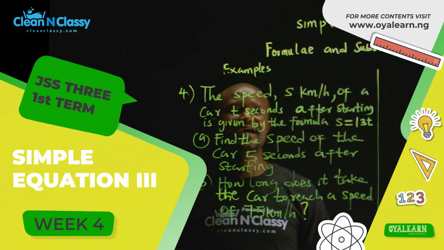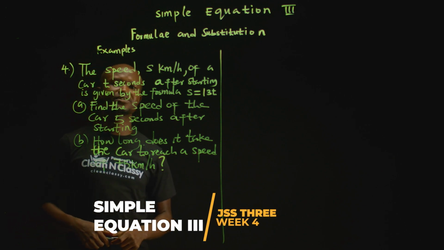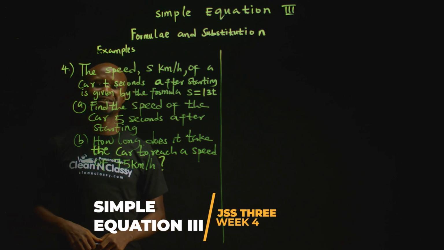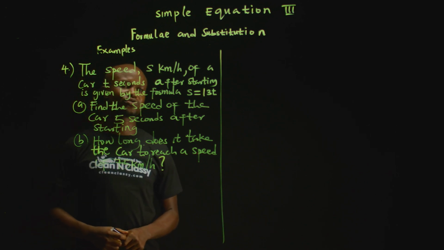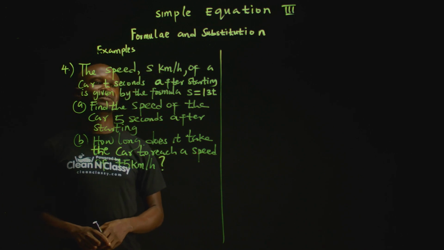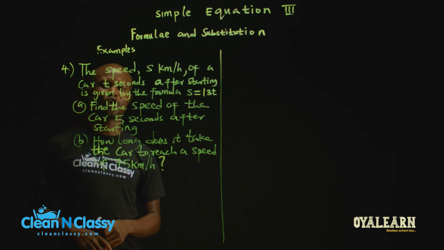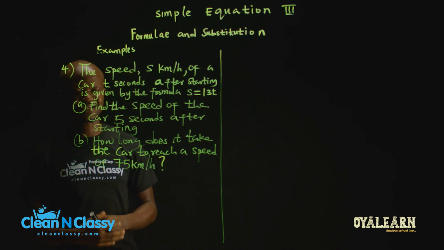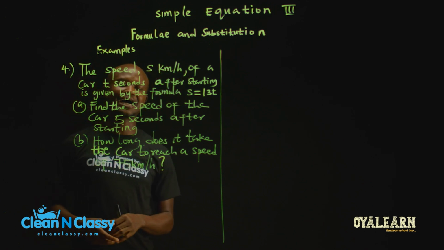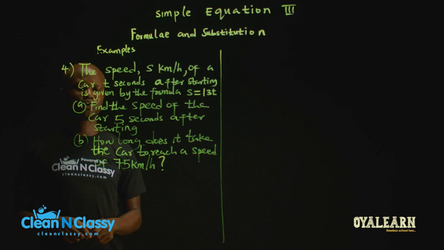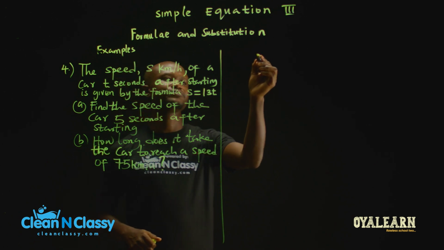The speed s km/h of a car t seconds after starting is given by the formula s equals 13t. A. Find the speed of the car 5 seconds after starting. B. How long does it take the car to reach a speed of 75 km/h? Solution.